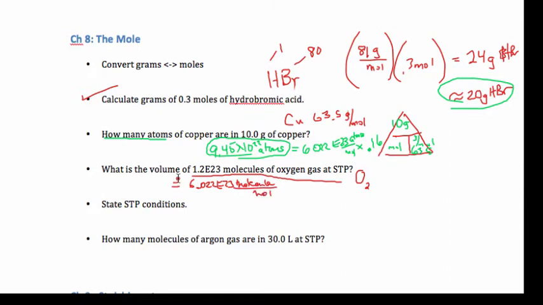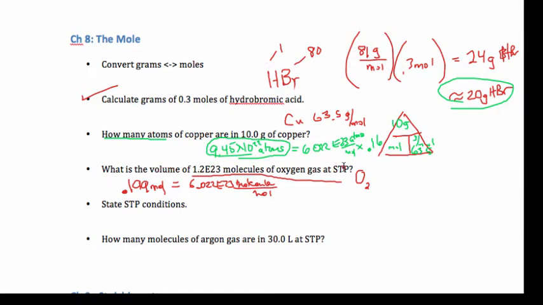And I'm going to get moles out of that. So if I take 1.2 and divide it by 6.022, the 10 to the 23s will cancel, and I'll get 0.199 moles. Okay, basically 0.2 moles. That's not our answer though. What is the volume at STP?